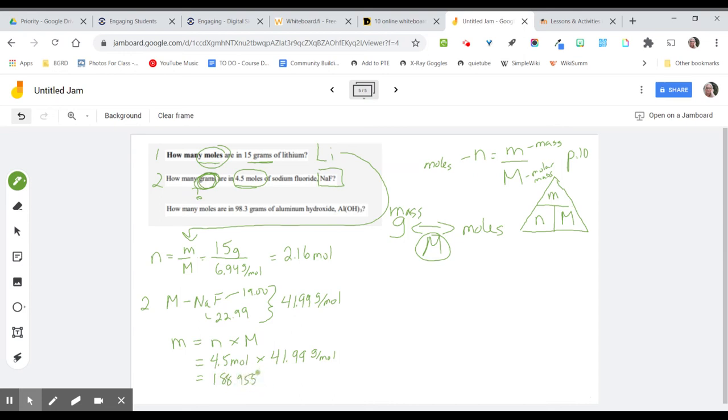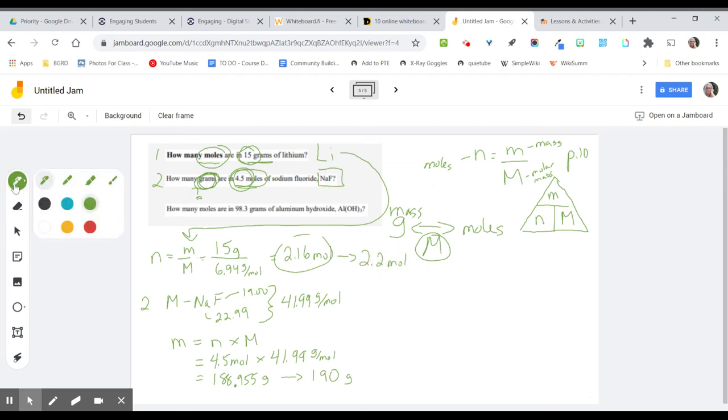188.955. Now, I made a mistake last time, or did I? No, I didn't. Yes, significant digits. We have to go back to our question and check that out. First off, this is mass, so it's grams. In our question for number 2, there are only 2 digits, so our answer can only have 2 digits. So significant digits, we're going to round to 190 grams. Okay. Now let's go back to that last question. There are only 2 digits in our question, so there can only be 2 digits in our answer. So we're going to round this to 2.2 moles.